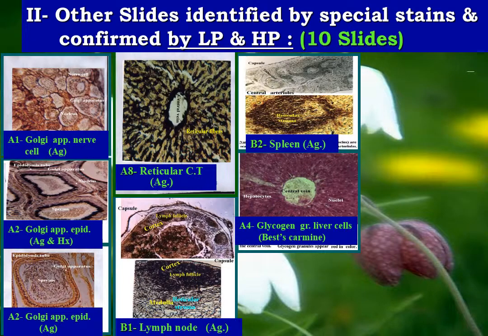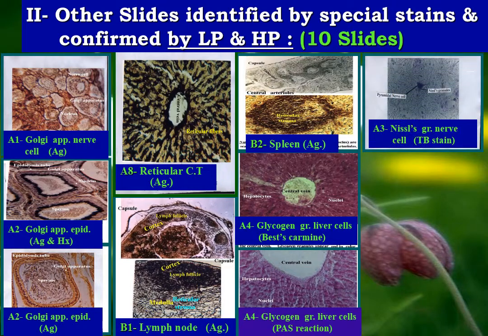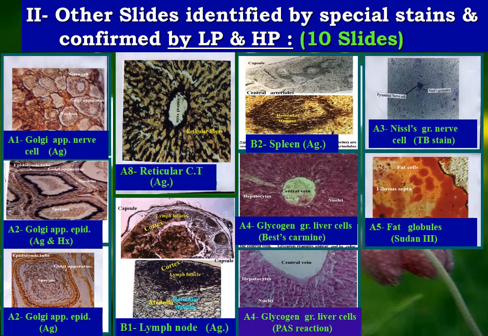Glycogen granules in liver cells stained with best carmine, identified by low power and by high power. Glycogen granules in liver cells stained with periodic acid Schiff, PAS, identified by low power and high power. Nissl granules in nerve cells stained with toluidine blue, identified by high power.